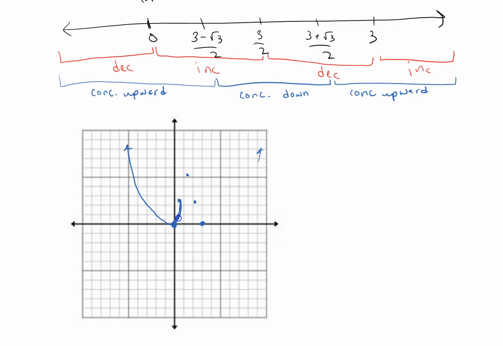And again, you can exaggerate the concavity if you need to a little bit. We're going to change our concavity at that point, but we're still going to be increasing. So again, it's an exaggeration, so that's okay. And from here, we're going to be decreasing in concave down. Here we're going to be concave upward and decreasing still. And at this point, we're going to be concave upward and increasing.